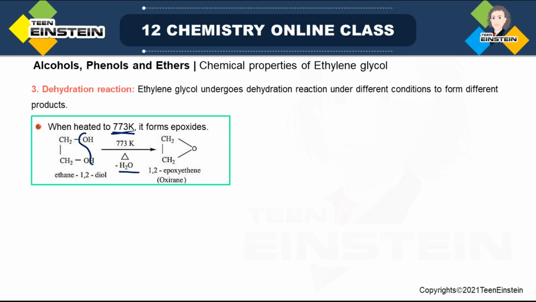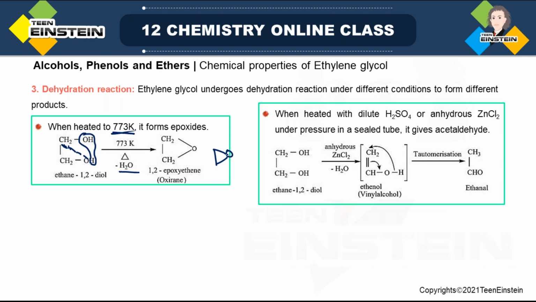As if one OH and another H are removed, and you are getting a carbon-oxygen bond. This is known as an epoxide. This type of molecule is basically written in this way. You can call it epoxide, 1,2-epoxyethane, or oxirane.